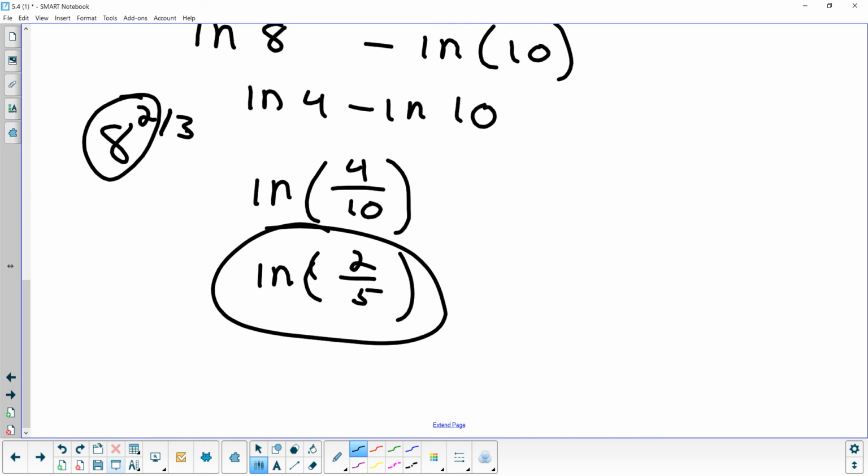All right, so that's combining and separating logs. A lot of the questions in this section are very fast. They're very, very quick questions like that.